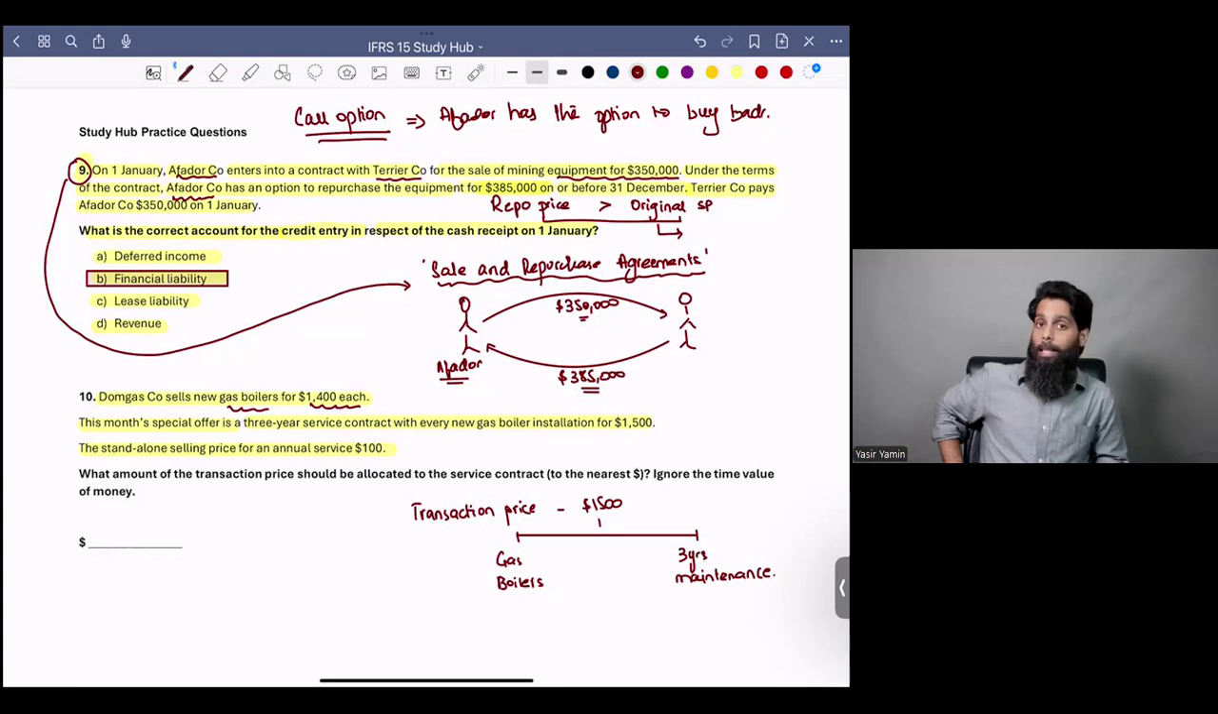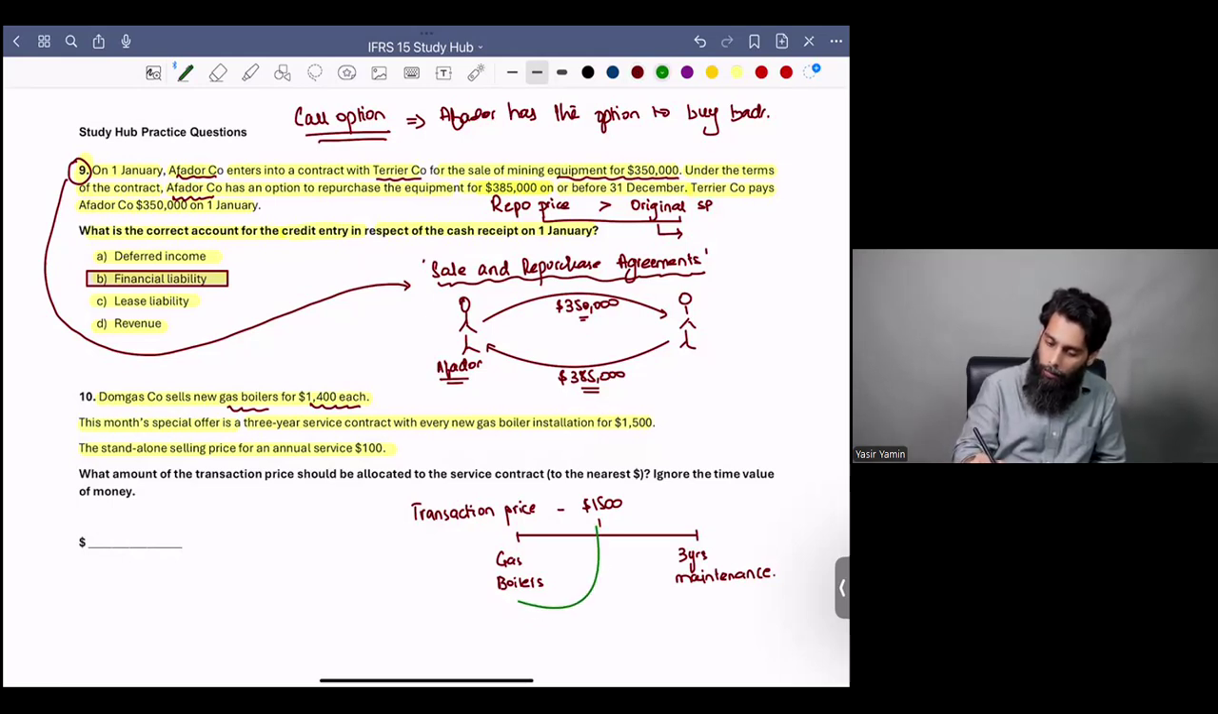If you agree with this, then you would also agree that according to step number 4 of IFRS 15, we need to allocate this transaction price to separate performance obligations. Allocation has to be done. And allocation must be done based on stand-alone prices.